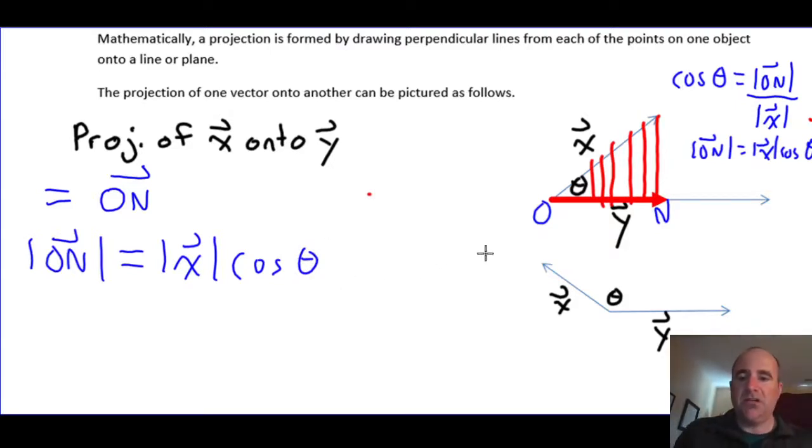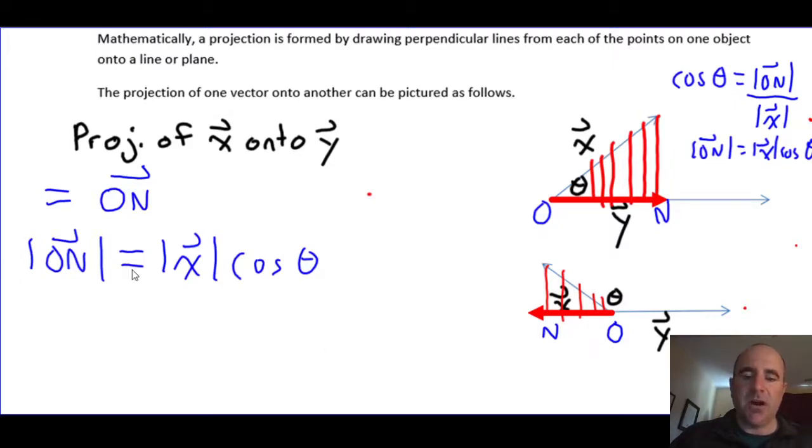Now I'm going to look at this picture here too. In this case, imagine that the angle between the two vectors is greater than 90 degrees. So what does that mean about your projection? Well, now it just means that your projection instead goes in this direction right here. So ON now has this direction right here. So in this case, if the angle is greater than 90 degrees, ON doesn't have the same direction as y, it has the opposite direction as vector y.